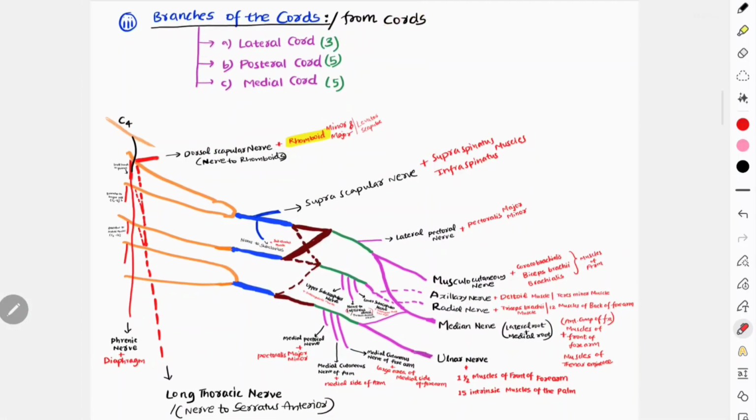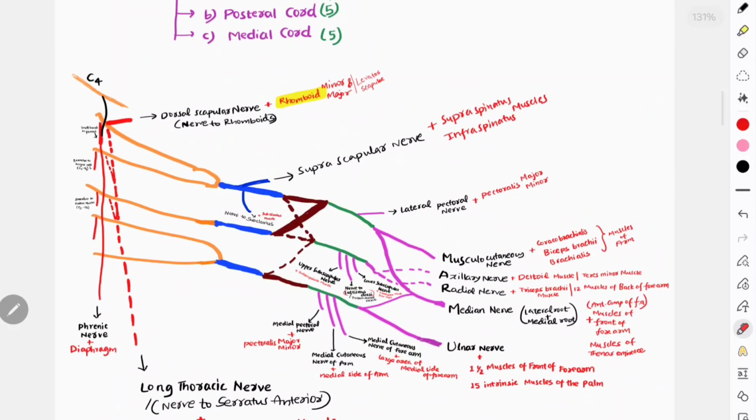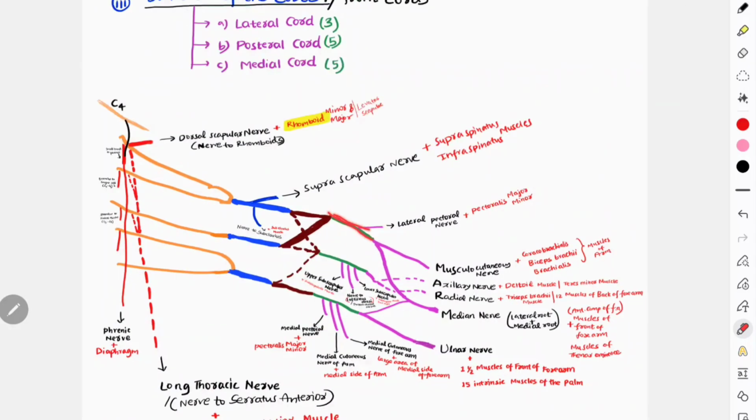from the lateral cord 3, right? So this is the lateral cord, right? 3. Lateral cord: 1 branch, 2 branch, and this medial root of the lateral cord. See, the lateral pectoral nerve, musculocutaneous nerve, and medial root of the median nerve are the branches of the lateral cord.